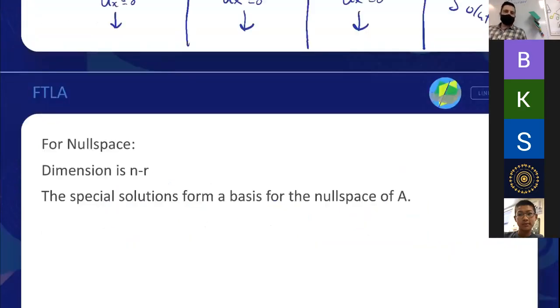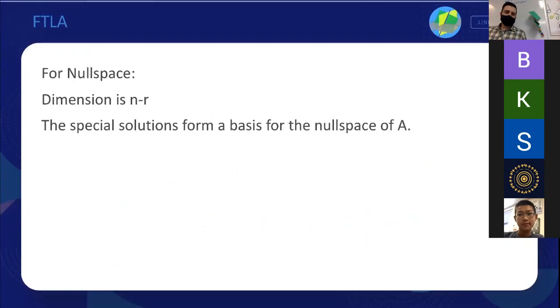Okay, so the dimension is n minus r for the null space. Your special solutions are your basis. And just remember Ux equals 0 and Ax equals 0 have the same solutions. So once I've done elimination, I don't have to go back to A to figure stuff out. Solving Ux equals 0 is going to give me the same vectors as Ax equals 0.